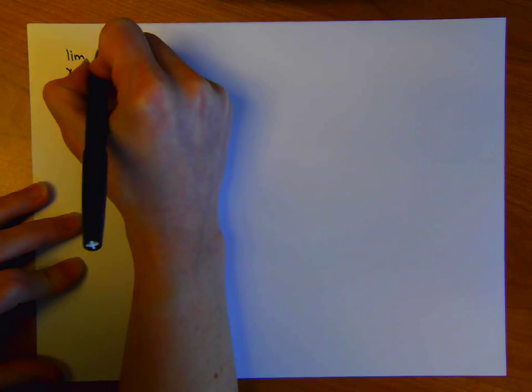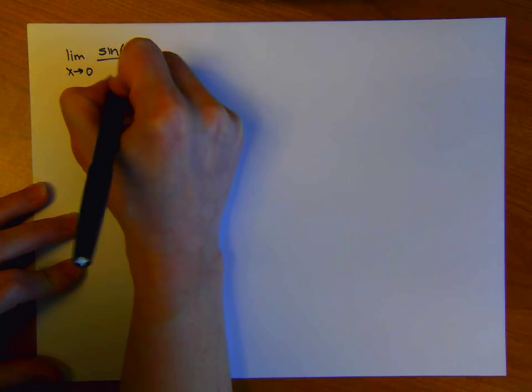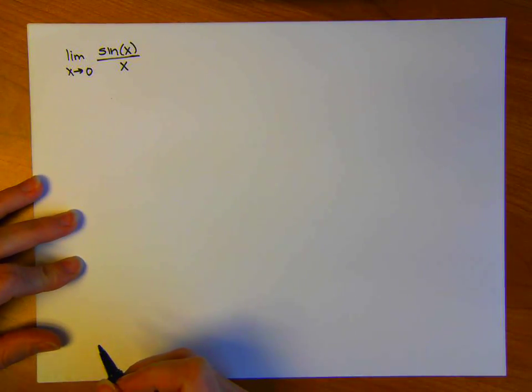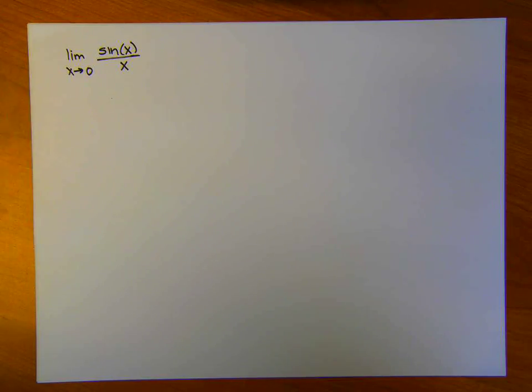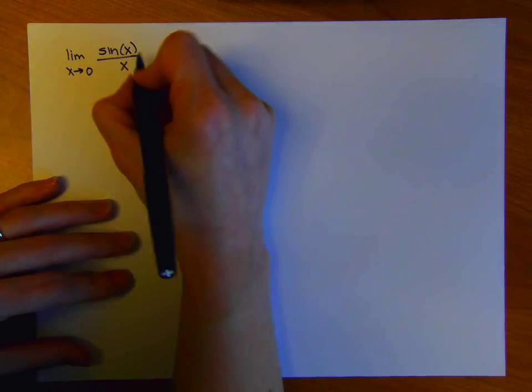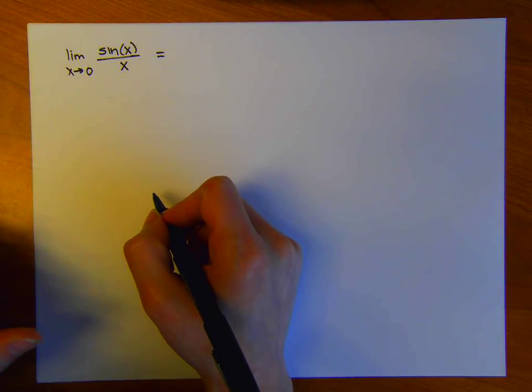Okay, so let's try another one. Let's try looking at another one that we're actually familiar with, again just to verify L'Hopital's rule. So let's look at the limit as x approaches 0 of sine x over x. Now this is one that we've seen before, and we hopefully remember that it is 1. So let's use L'Hopital's and see if we get 1 doing it that way.